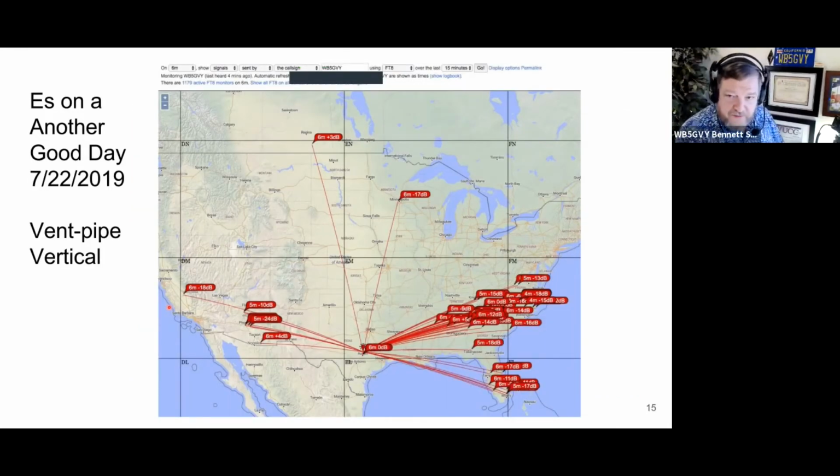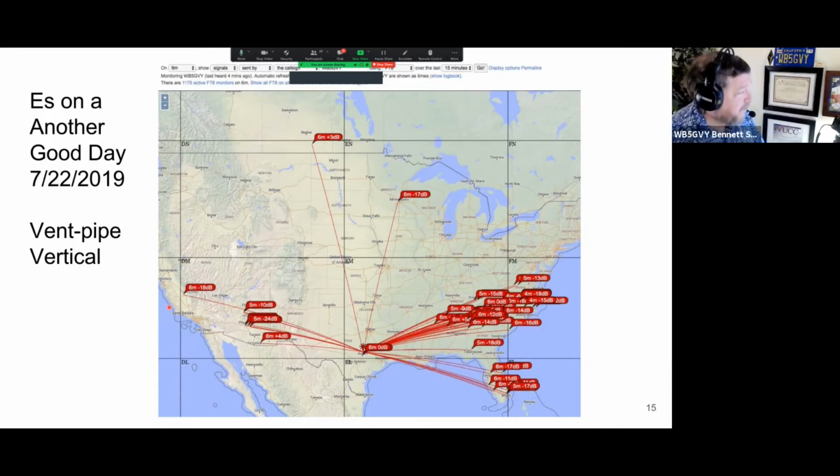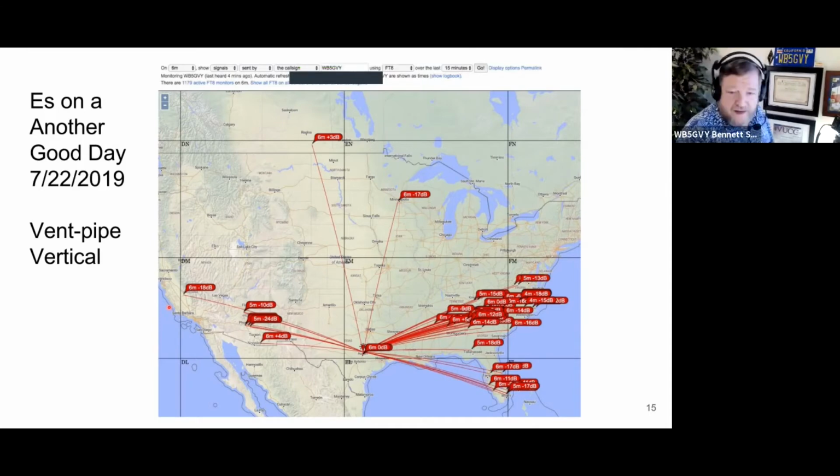Those plots were for horizontal polarization, but you can also have sporadic E on vertical polarization. This was a plot using the previously mentioned vent pipe that I have. And what I found is that sometimes the signal will be stronger with vertical polarization, and sometimes it's better with horizontal polarization. Although if you could only choose one, I'd choose horizontal.